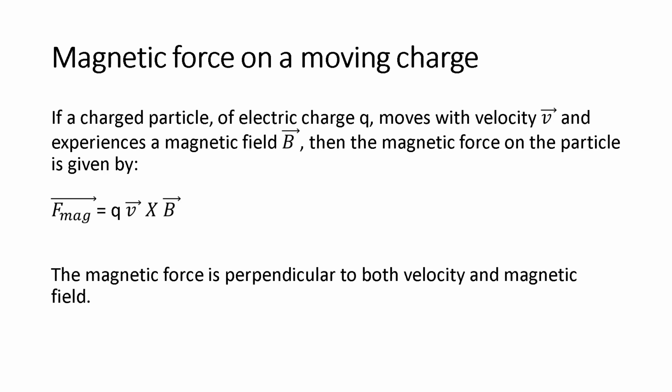It is moving with velocity v and experiences a magnetic field B. Then the magnetic force on the particle is given by Q into V cross B. So we take the cross product of velocity vector and magnetic field vector and multiply this with the electric charge. As happens with cross product of vectors, the magnetic force is perpendicular to both velocity and magnetic field.